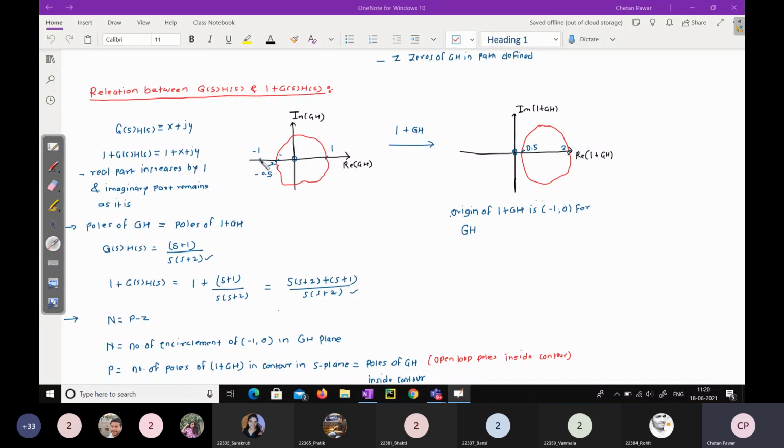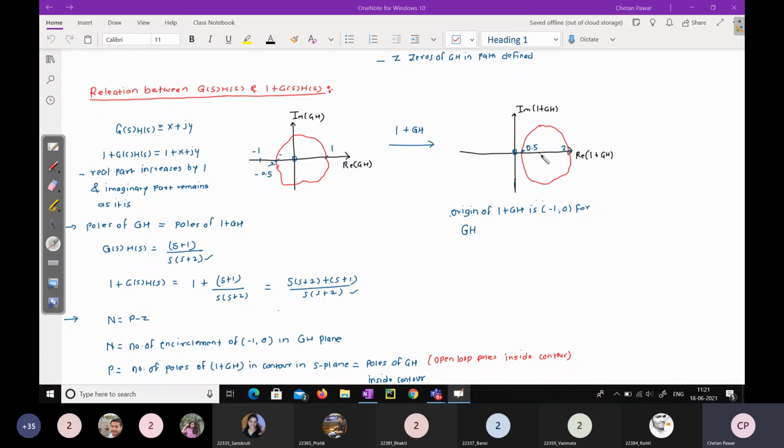For example, minus 1 plus 1 will become 0. Minus 0.5 plus 1 will become 0.5. So here you can see when you add 1 into this open loop transfer function, this particular contour is shifted to the right side by 1 unit. Here you can see the shifted contour. Whatever shifting we have done will result in this particular shifting in the contour.